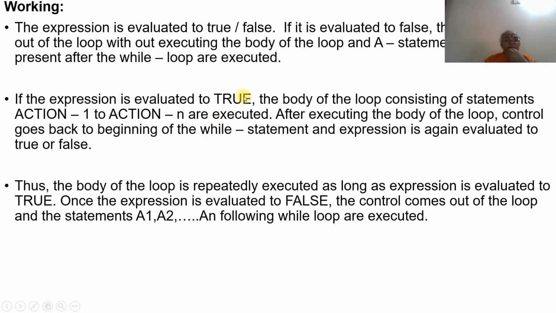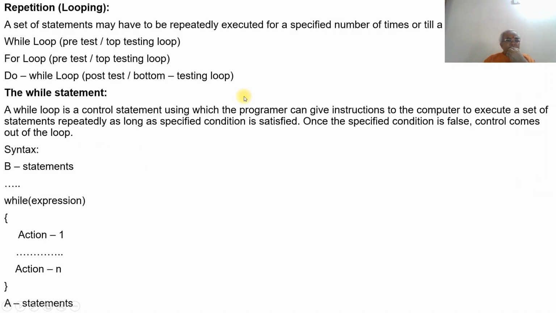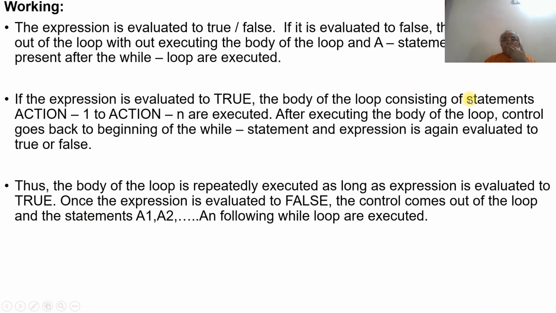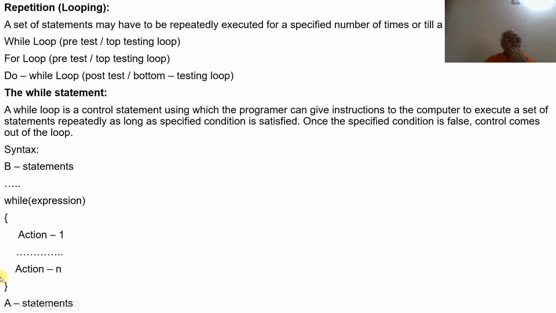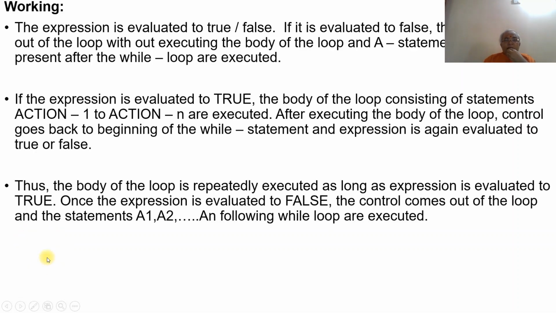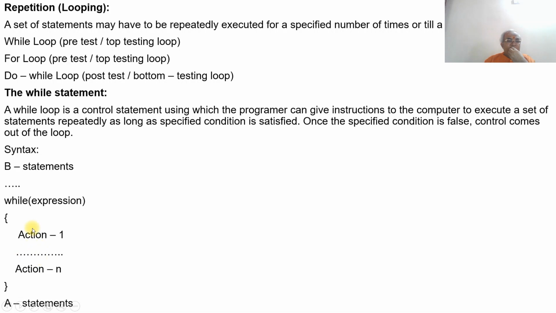Then if the expression is evaluated to true, that means if this expression becomes true, the body of the loop consisting of statements action 1 to action n is executed. So that means it enters the loop and starts executing these statements. After executing the body of the loop, control goes back to the beginning of the while statement. That means after executing this, it goes to the while statement and checks the condition. If it is true, then again it will execute. It keeps on repeating this till the expression becomes false.